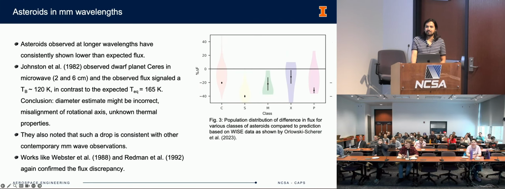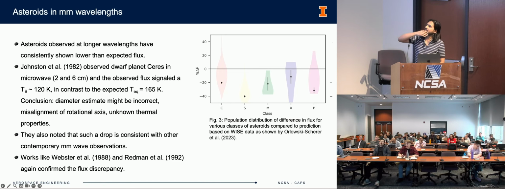So people have been observing asteroids in millimeter wavelengths since like 1982. And consistently, they have seen that in millimeter wavelengths, the flux that people observe is lower than the expected flux. Expected flux means you see it in IR, and then you get the brightness temperature, and you expect a certain amount of flux due to that temperature at millimeter waves.